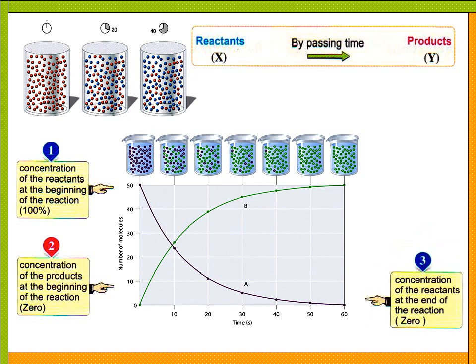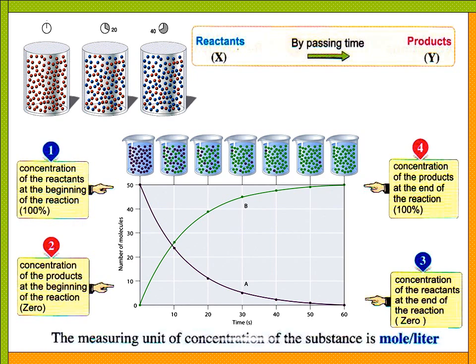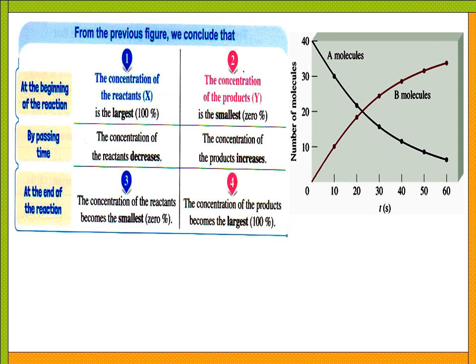By the time the reaction ends, the concentration of reactant will be 0, and the concentration of product will be 100. So we can measure this to indicate what? To indicate the speed of chemical reaction.